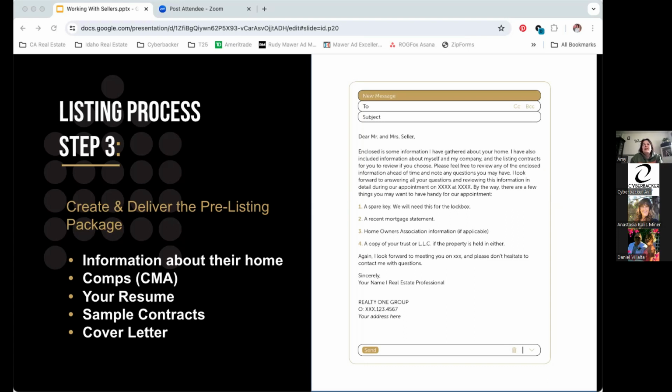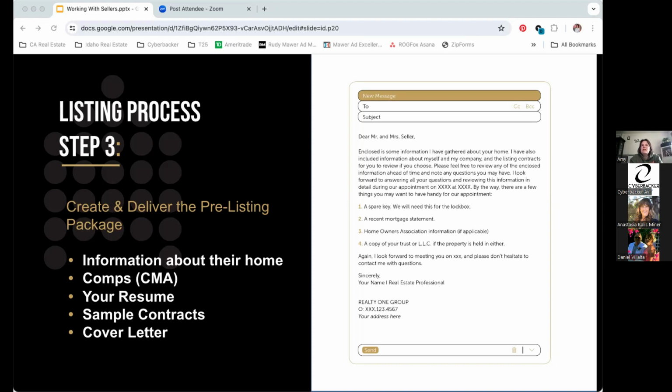I agree. So that CMA report, you may want to include a copy of your resume. I like to include a pre-listing package that may talk about the different types of marketing or options they have available to them for photos or staging, right? So they can see what I have to offer. I'm going to include copies of the sample contracts. Usually I include a copy of the residential listing agreement, a copy of the SPQ, and the TDS. Just those things that they're going to have to fill out and look at.